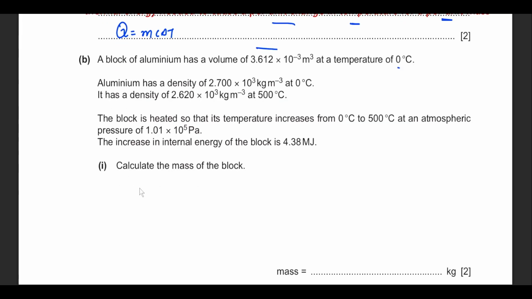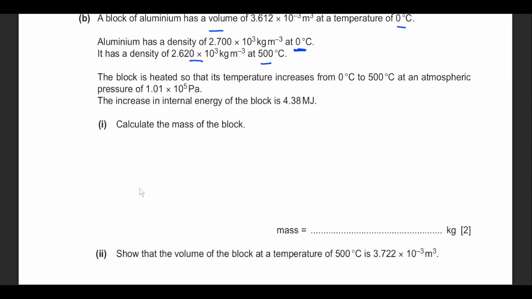There is volume at temperature 0. Then the density is at temperature 0. The density is this at 500. And you can notice that the density is slightly higher when it's at a lower temperature because molecules and particles are closer to one another. All right. So he says calculate the mass of the block.